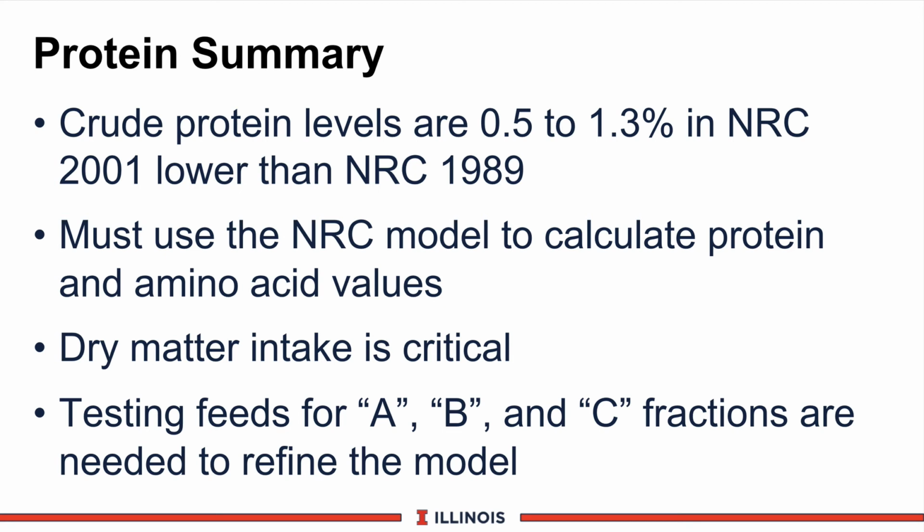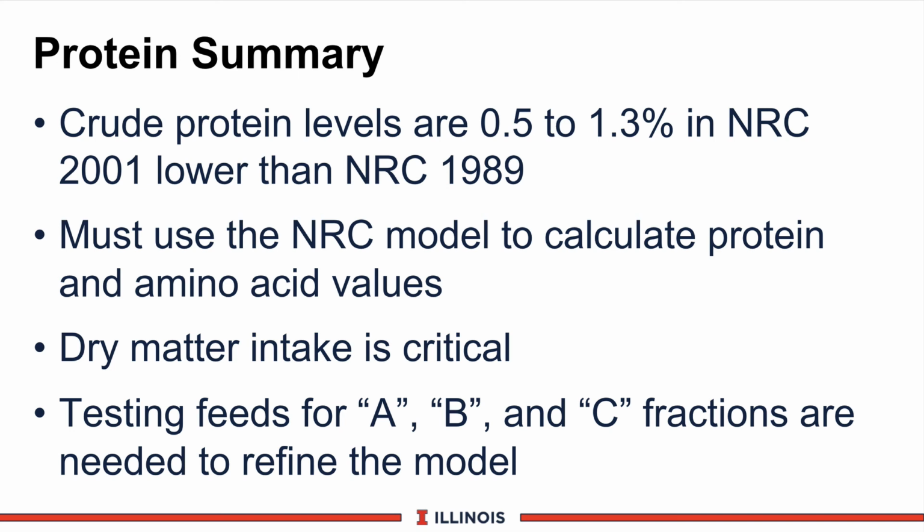Number 2, you're going to have to use the NRC 2001 model to calculate the actual protein and amino acid values and determine what the actual RUP values are. As in some of the other modules, dry matter intake is critical because it affects your rates of passage and some of the other discount values that we talked about in both energy and in protein.